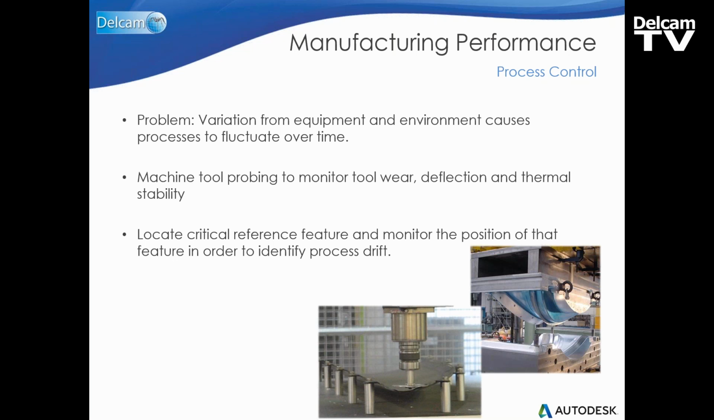Well, machine tool probing can be used to monitor tool wear, deflection and thermal stability. So how this works is that you would locate a critical reference feature where perhaps there's a lot of machining, and after that feature has been machined, then you call up a probe change, call in the machine tool probe, and you probe that feature. Those results are then stored in the measurement software, and as I'm going to show you in a minute, can be exported to Microsoft Excel to monitor the results for process drift.